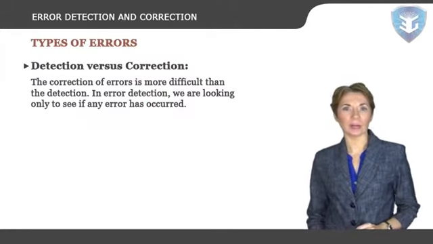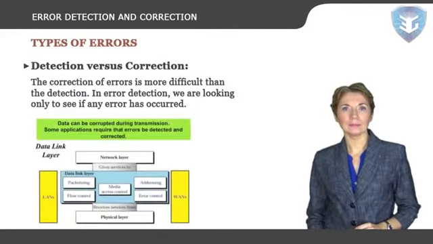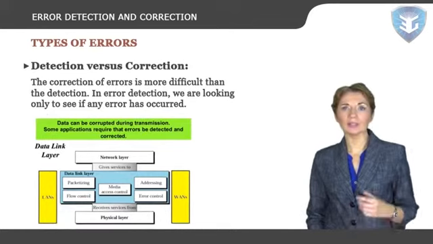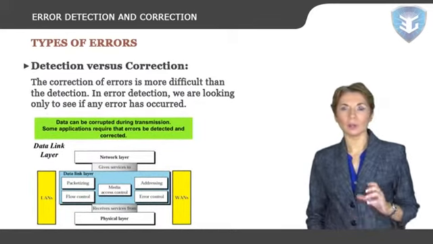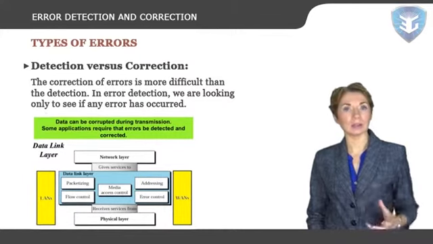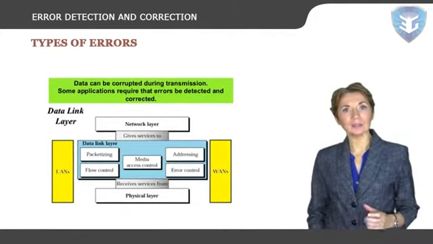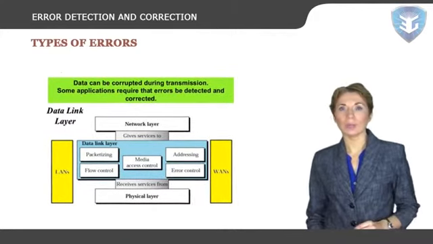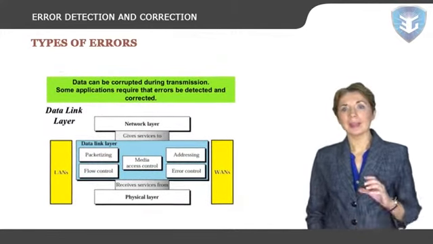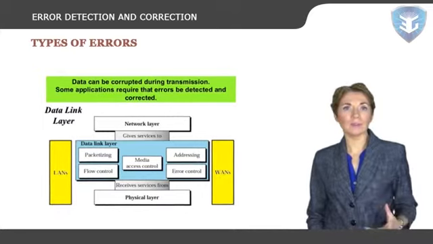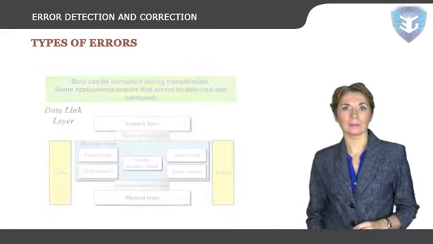Detection versus correction. The correction of errors is more difficult than detection. In error detection, we are only looking to see if any error has occurred. The answer is a simple yes or no. We are not even interested in the number of errors. A single bit error is the same for us as a burst error.